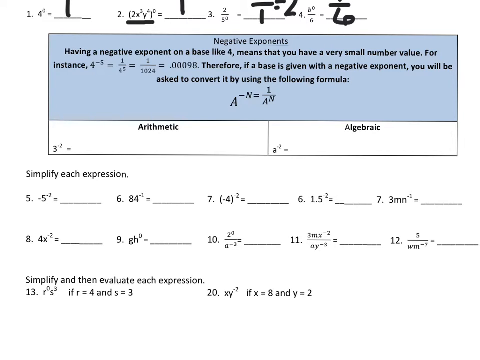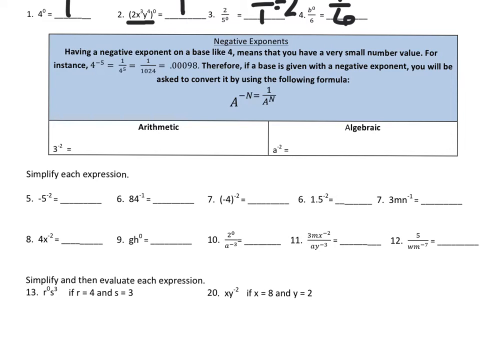So we have a 1 over 4 to the 5th. Notice as it moves down to the opposite side of the fraction bar, your exponent becomes positive. So we have 1 over 1024, which is a very small decimal, 0.00098. Therefore, if the base is given with a negative exponent, you will be asked to convert it by using this formula. So a is our base and n is our exponent.